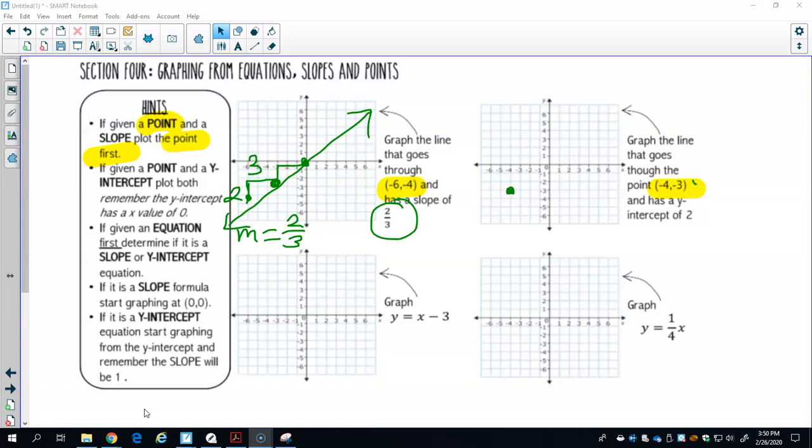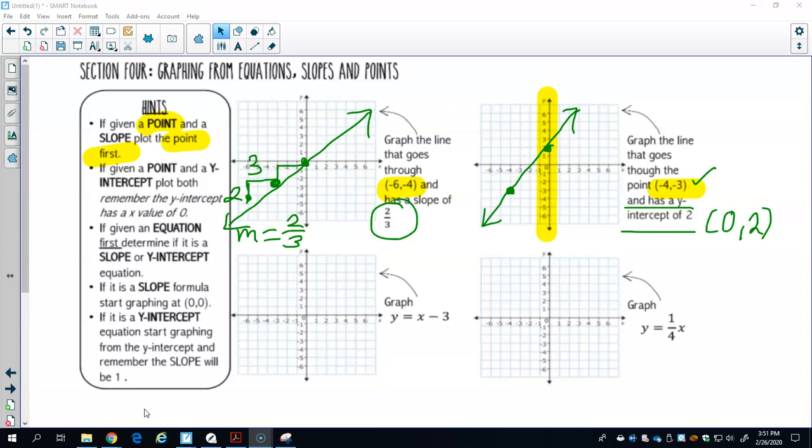Okay, so I've graphed the point, and it tells me that it has a y-intercept of 2. So remember, if it has a y-intercept of 2, it means it's going to hit the y-axis at +2. So I'm going to put a point at +2. The coordinates of that would be (0, 2). All right, so I have my 2 points. I'm going to simply put a line through them. And there's my graph.